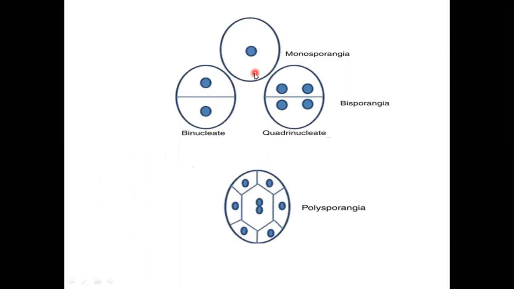In these figures, you can see the monosporangium and bisporangia. Monosporangia, you can see here, contain a single spore. Bisporangia contain two spores, binucleate, and also four spores, one, two, three, four, quadrinucleate. These are mono and bisporangia, and this is polysporangia, and you can see it contains many spores, more than four spores. So these are examples of monospores, bispores, and polyspores.